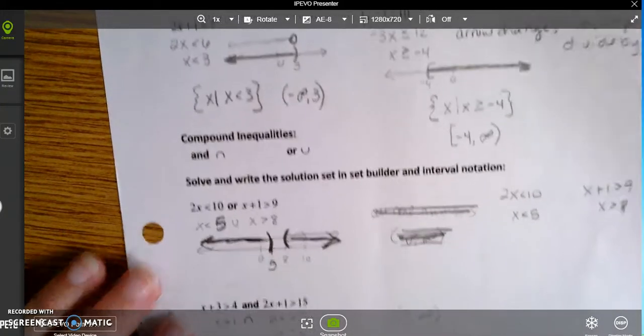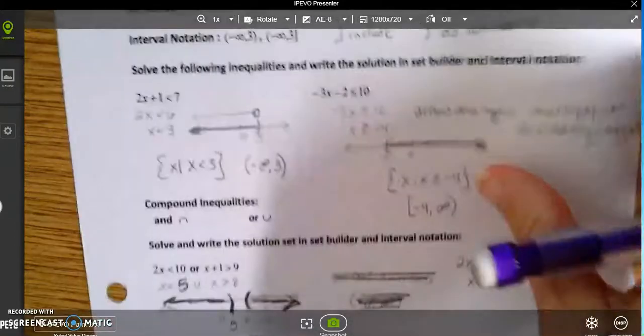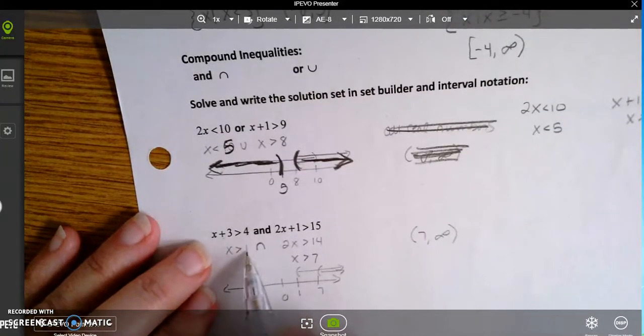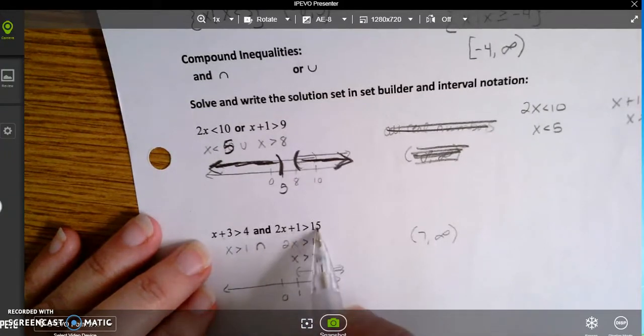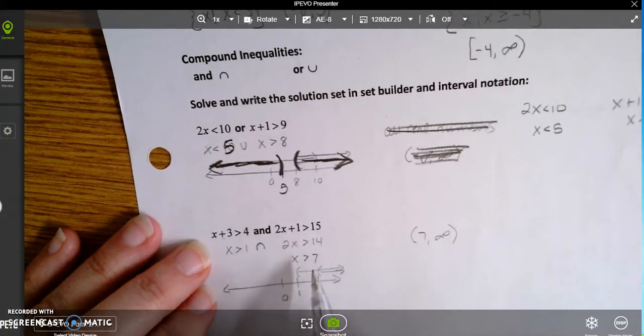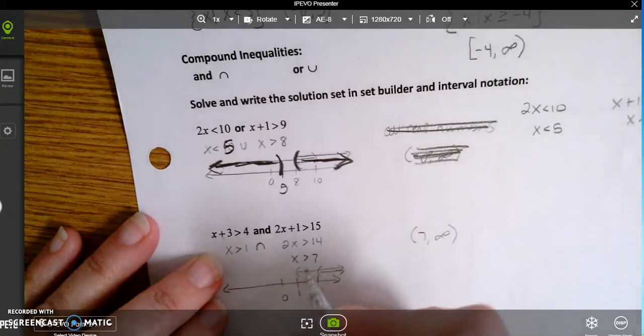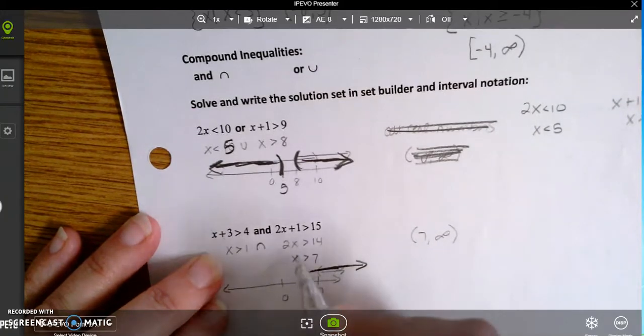Okay? All right, so then we have this next one. So we're going to subtract 3 and we get 1, and then we're going to subtract 1 and get 14, and then divide by 2 and we get 7. So in this case, I'm going to graph these two things. So greater than 1 would be everything from here to the right, and then greater than 7 would be everything from here to the right.